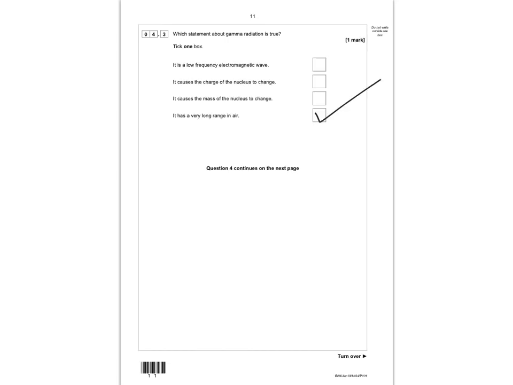So it does have a very long range in air. And when a gamma ray is emitted, it does not cause any change of the nucleus. Okay, it can sometimes cause charges to change if it ionizes something, but usually that doesn't happen. So the best descriptor is that it's got a very long range in air.